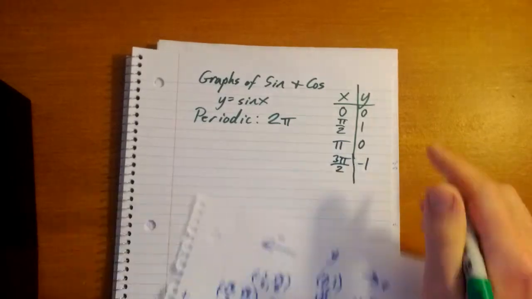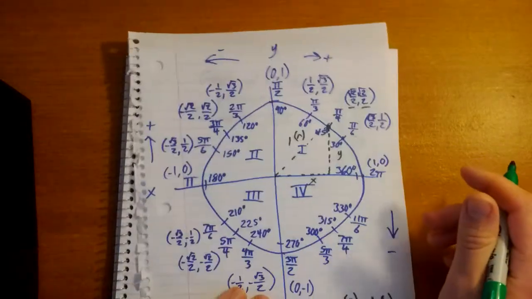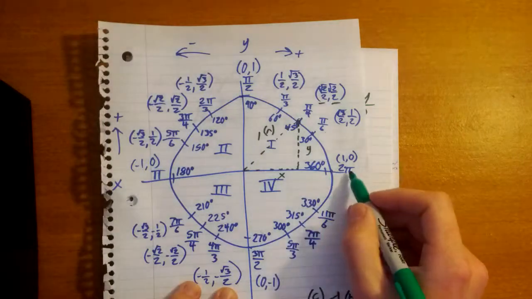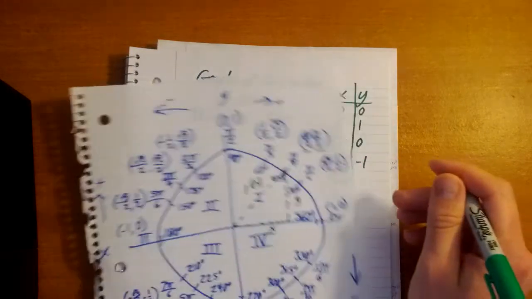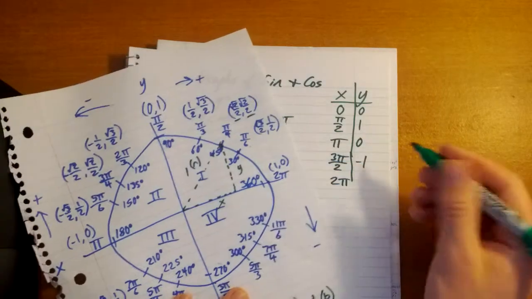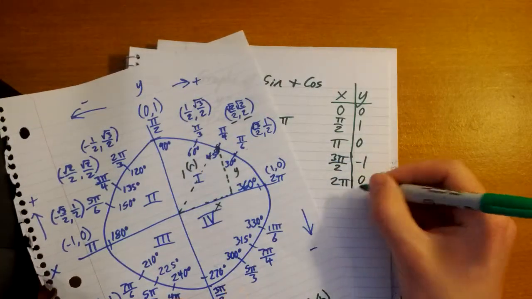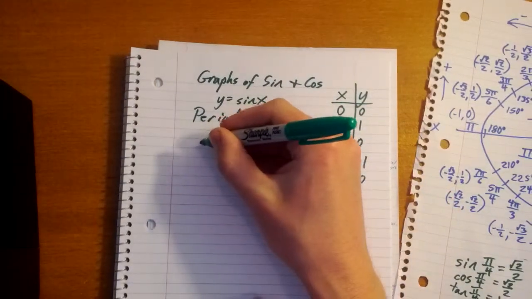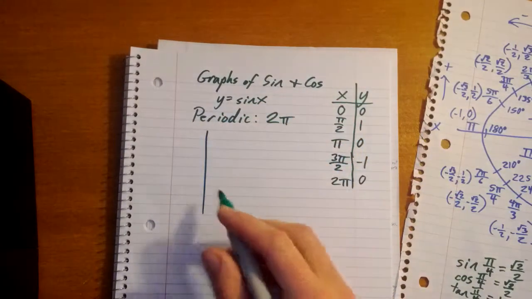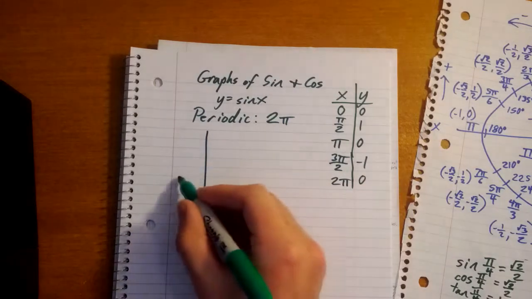So we're kind of translating from one rectangular coordinate system to another. And then finally, 2 pi, we are back to 0. So what does this look like when we graph it on a rectangular coordinate system?